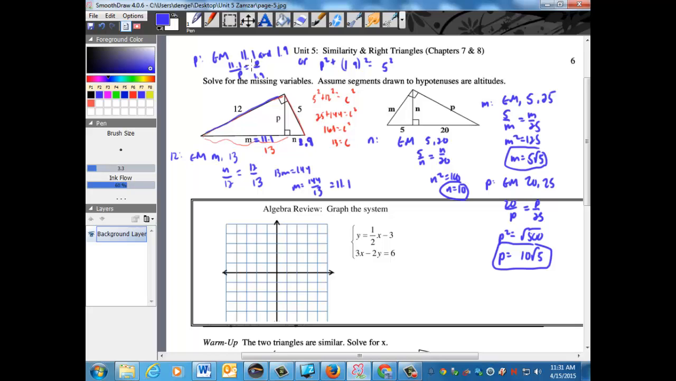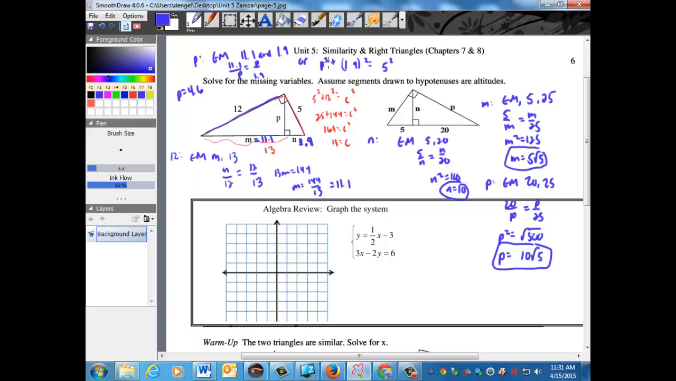Square root. Actually, let's do that again. 11.1 times 1.9. That didn't work again. Sorry, I'm having scientific calculator issues. 11.1 times 1.9 equals, square root of 21.09, 4.6. So p would be equal to 4.6.